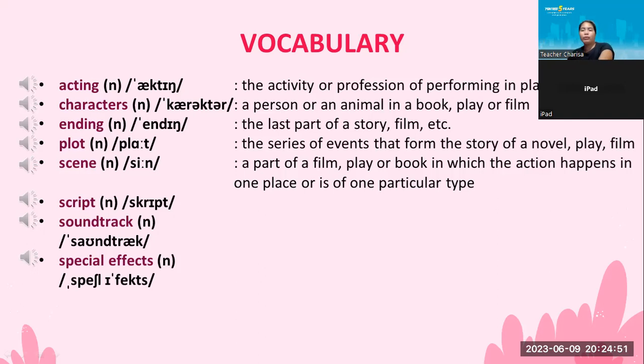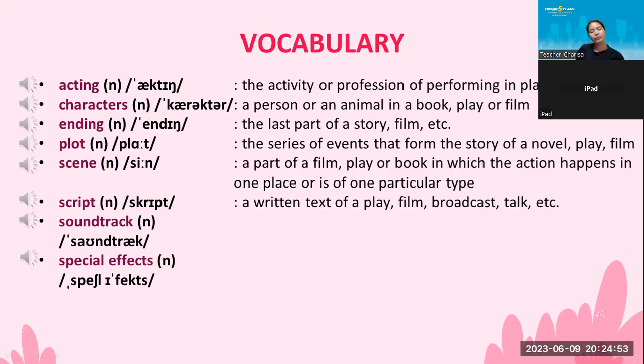Script. What do you mean by script? Script is a written text of a play, film, broadcast, etc. Broadcast.